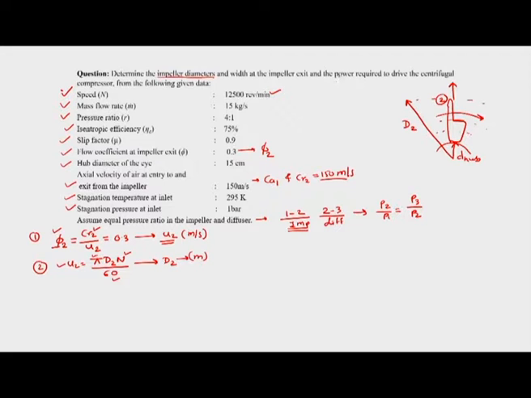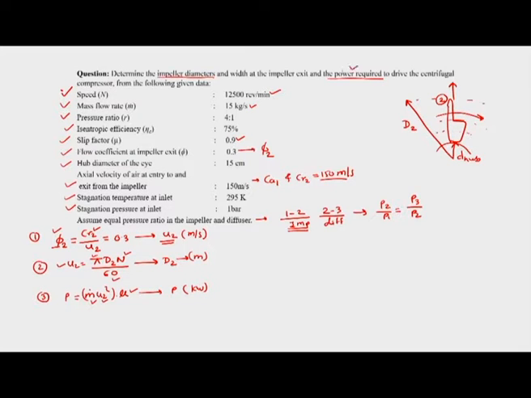Then we are supposed to find the power required. We can find the power required using the formula m dot into U2 squared into mu, our power coefficient, or rather the slip factor. The slip factor is given as 0.9, m dot is 15 kg per second, and U2 is known from step 1. This will give us the power in kilowatt or watt, depending.